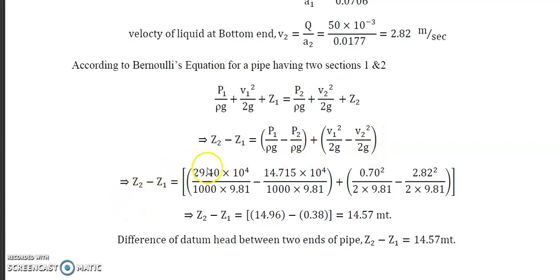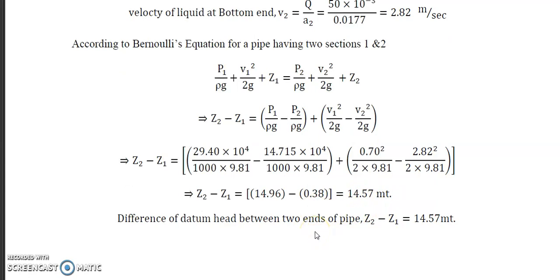So here we can calculate 29.40 into 10 to the power 4 by density of the water 1000 into 9.81, minus P2, which is given as 14.715 into 10 to the power 4 by 1000 into 9.81, plus V1 square, that is 0.70 square by 2 into 9.81, minus 2.82 square by 2 into 9.81. So easily you can calculate Z2 minus Z1 is equal to 14.96 minus 0.38, that will come 14.57 meter.